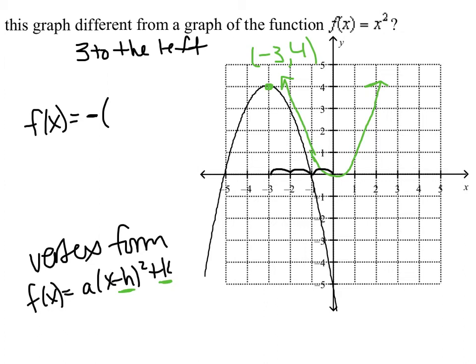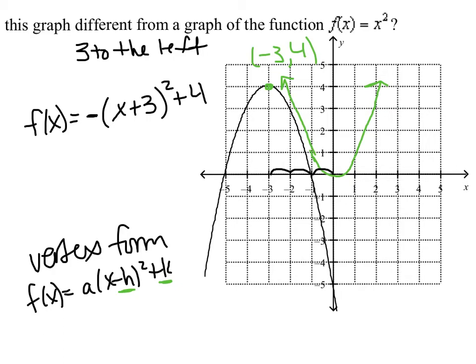Your a value didn't change. This is the same size graph. So that's why it stays 1. It's just a -1 because it flipped over. So then it would be x minus a -3, or like I always say, when it goes into there, it switches signs, squared, and then plus 4.